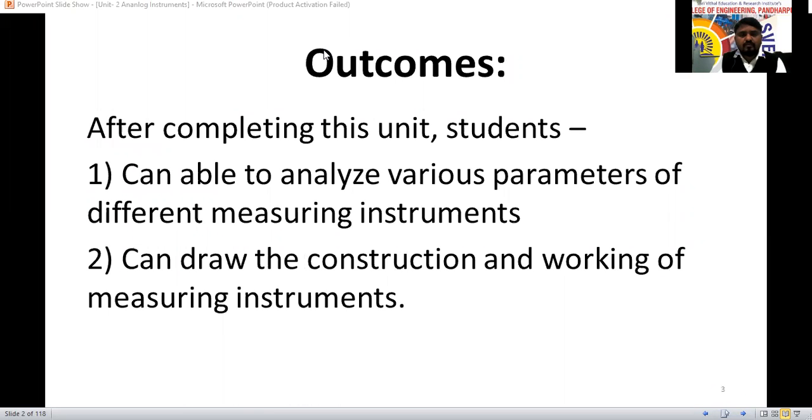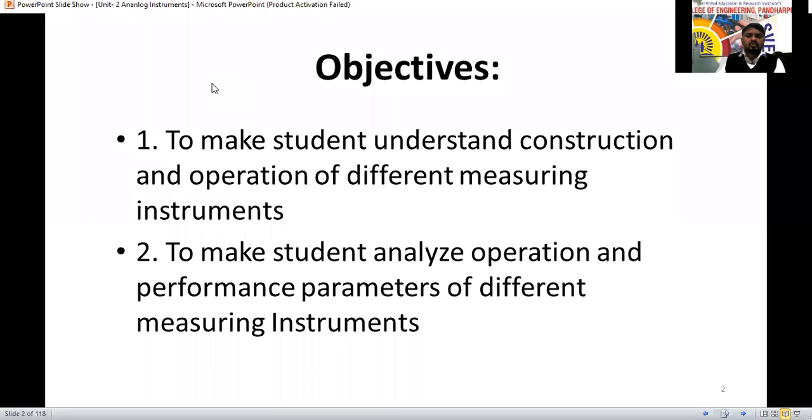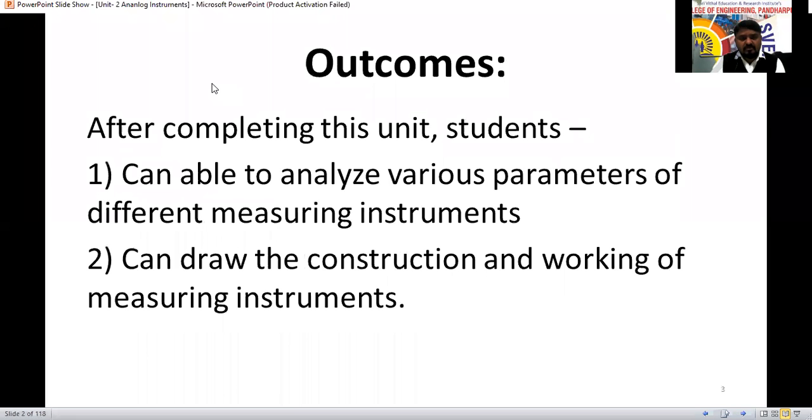Second objective is to make you analyze the operation and performance parameters of different measuring instruments. What is the formula? What is the torque equation? To increase the rating of any instrument, which connection do we have to make, series or parallel combination? All these things you have to understand. First you have to understand, next you have to analyze. This is the main objective of this chapter.